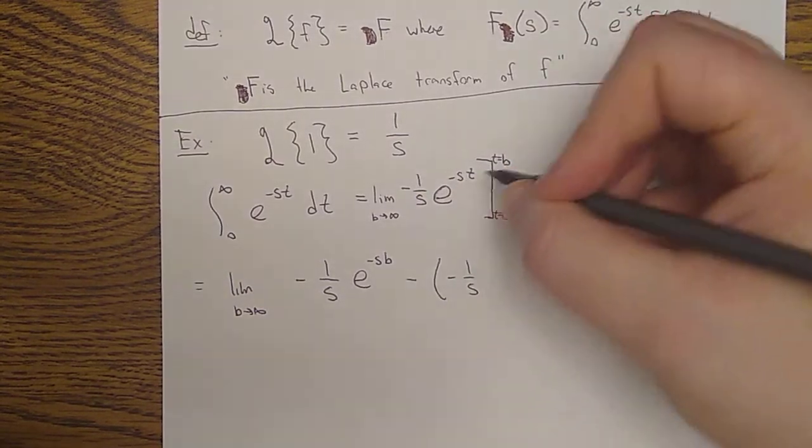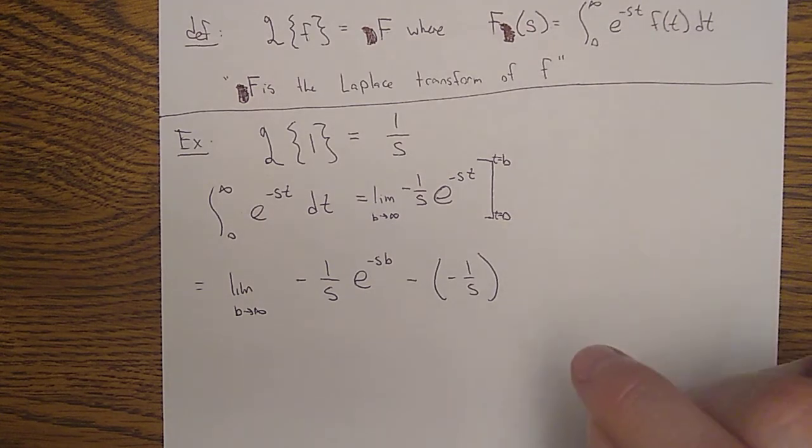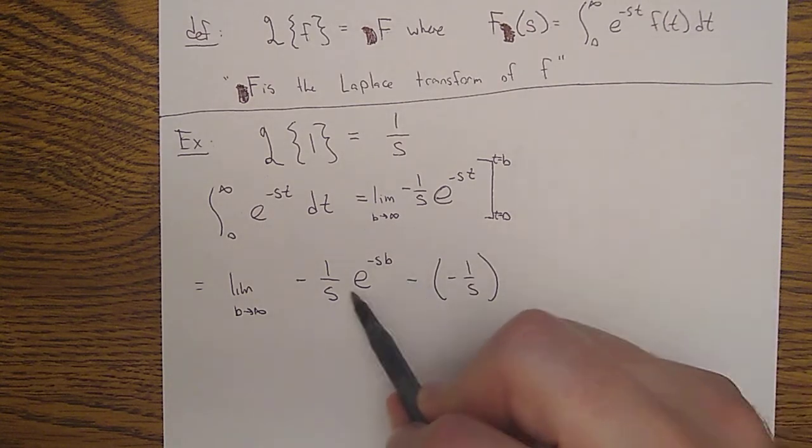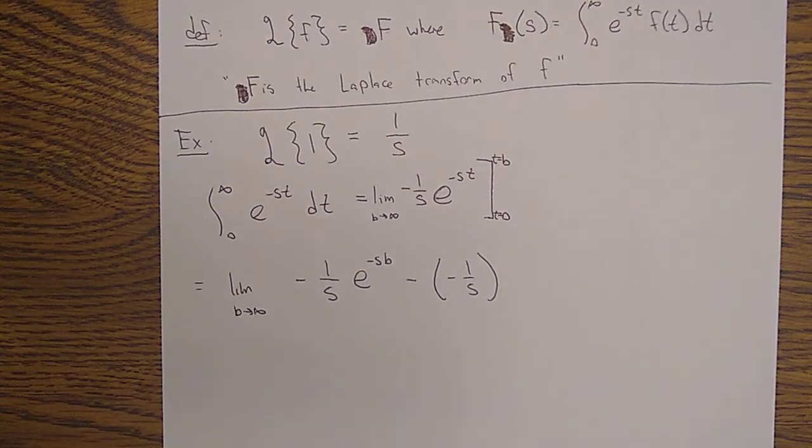And when I put in 0, well, e to the 0 is just 1, so I just get 1. Right, and as b goes to infinity, I want to say that this goes to 0, but now do we get to assume that s is always positive? I believe we do in the definition.